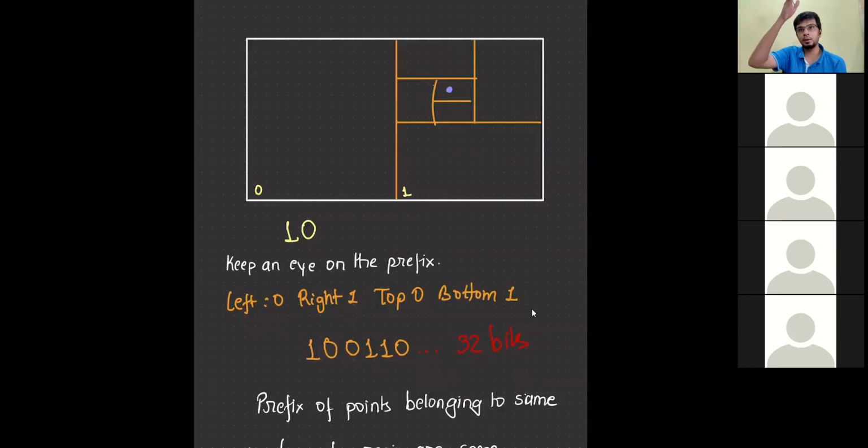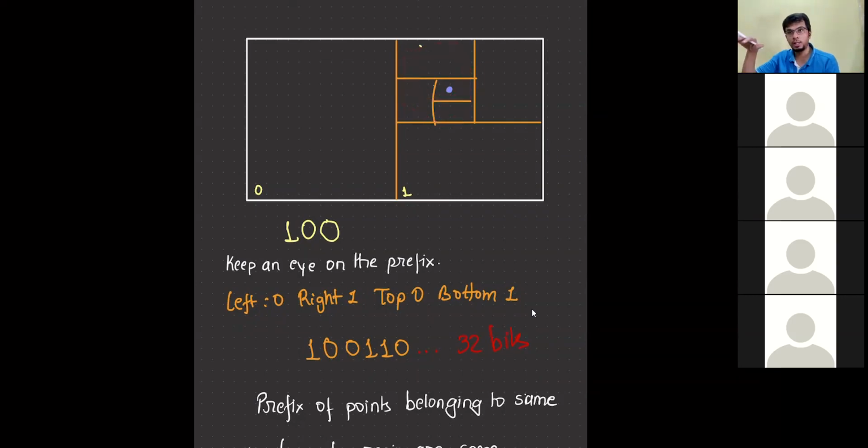Now here we would make a vertical split and we'll see if it is on the left or the right. I made a vertical split. It's on the left. Left is 0. So I'll make 1 0 again. Now we have changed our scope to this part.